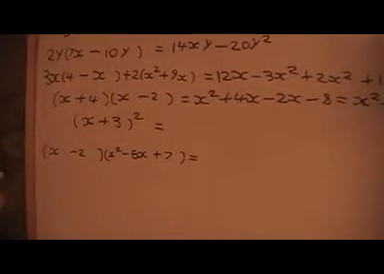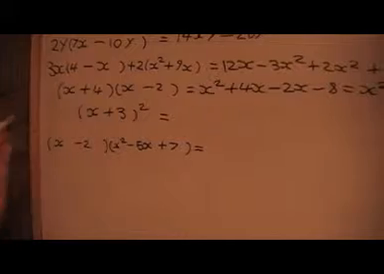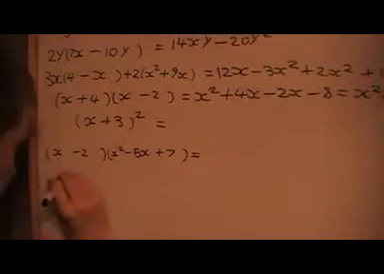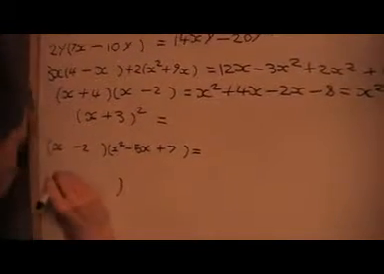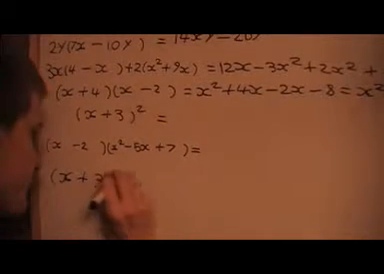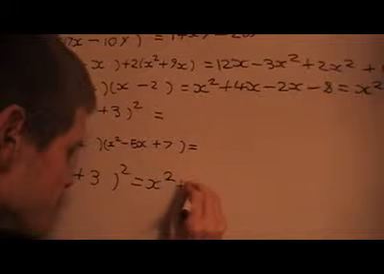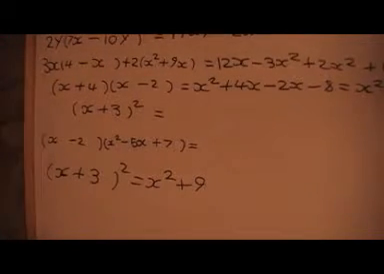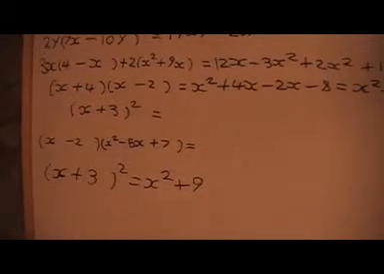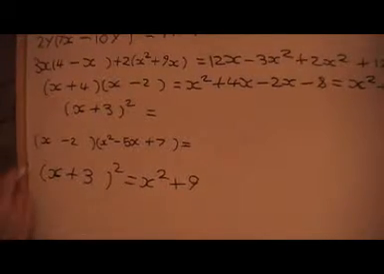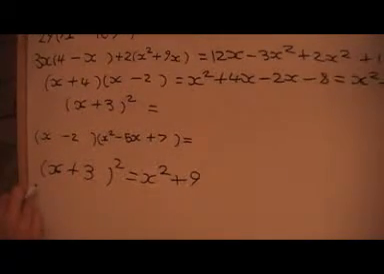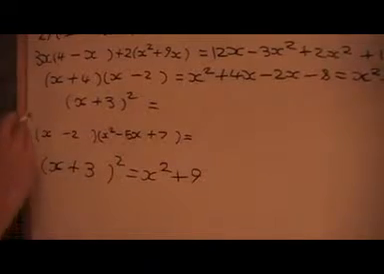Now this one I've got a square bracket, and the common mistake here that people make is to sometimes say that it equals each term squared. Now that's not right. It doesn't mean you square each term, it means you multiply the bracket by itself.